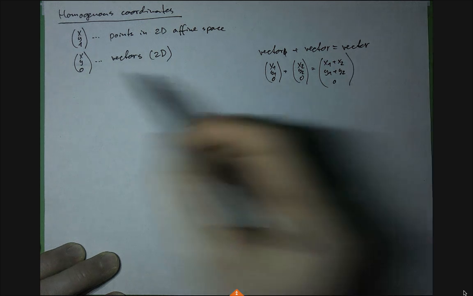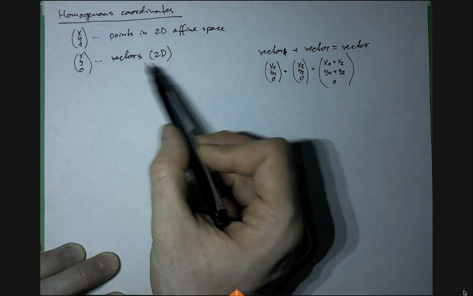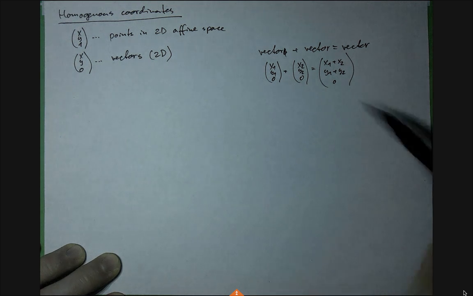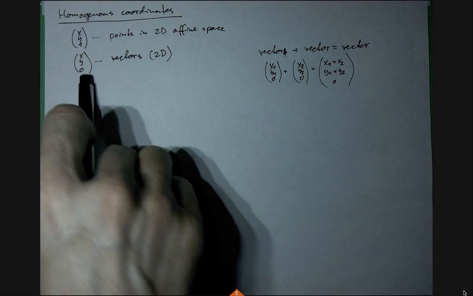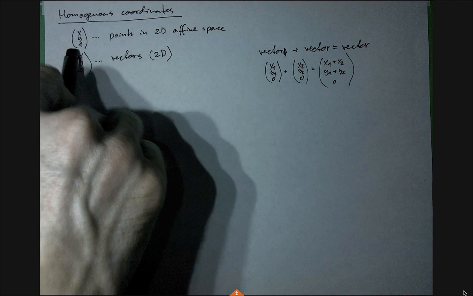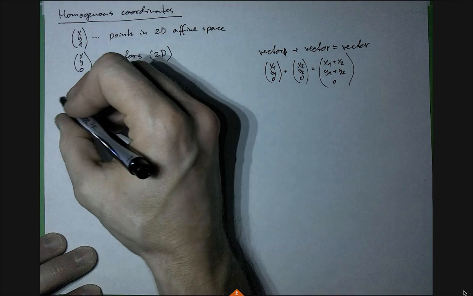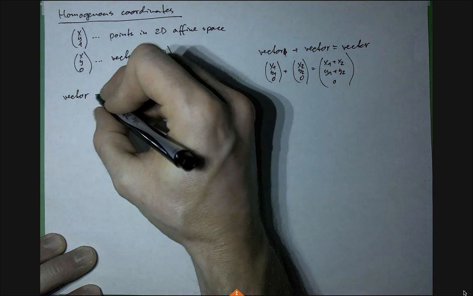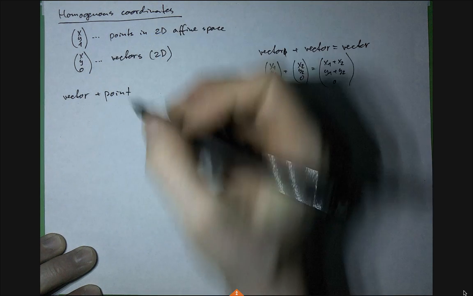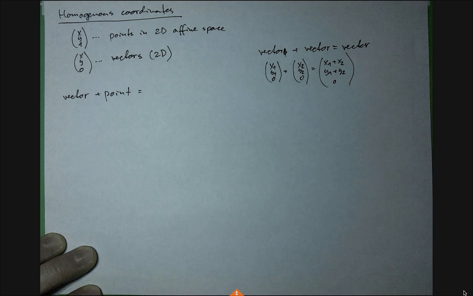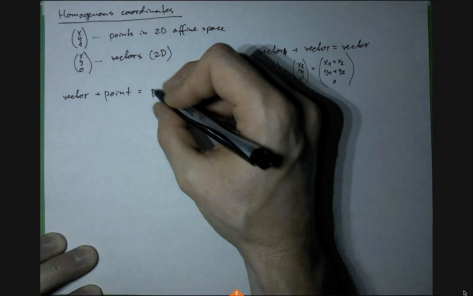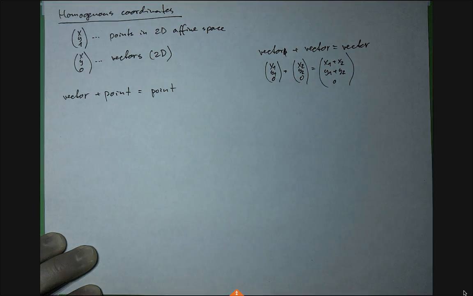Because if I add the homogeneous representations of two vectors, I add these zeros, so I get a 0, so I get a valid vector. So this is how you detect if it's a point or a vector: if there is 1, it's a point. If there is 0, it's a vector. Here is the more interesting thing. You can do vector plus point, or equivalently point plus vector, and that gives me what? There are two possibilities: vector or point. Yes, point, exactly. Because 0 plus 1 is 1.